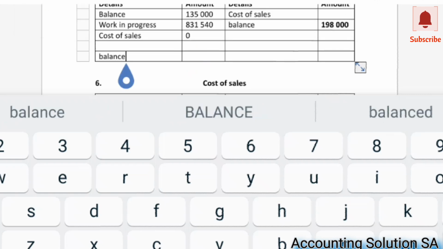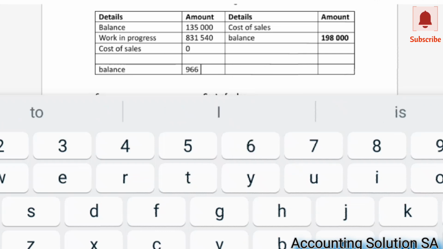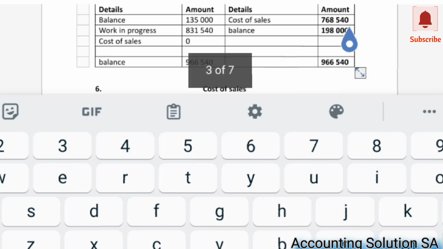And then after that, we have to calculate a total. Our total is going to be 831,540, and we add it with 135,000. Then it's going to give us 966,540, which must be the same as the balance on the credit side. Then after that, we have to get a balancing figure by saying 966,540 minus 198,000, then it's going to give us 768,540.